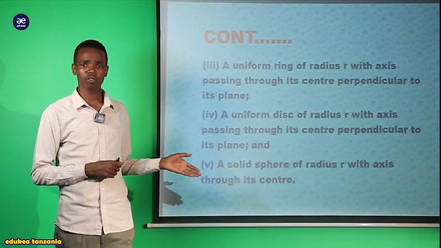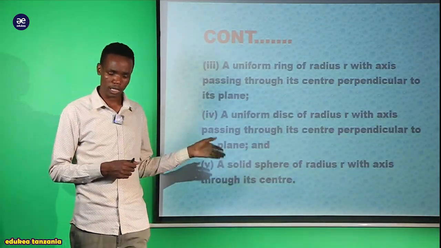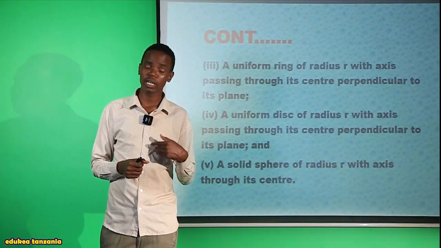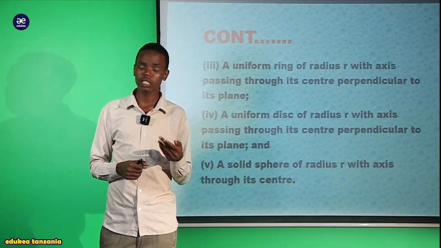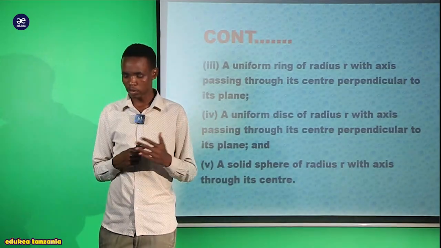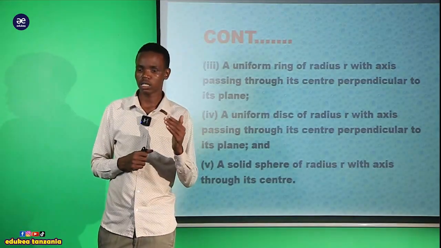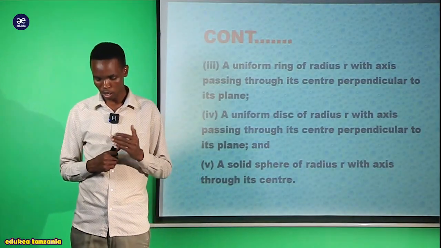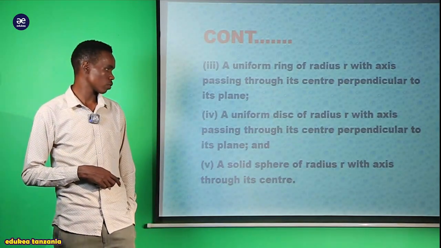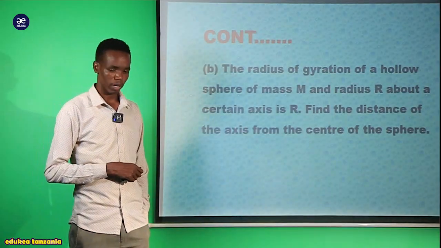The axis of rotation of this sphere was at the center. Now, if the axis of rotation is at the center, how can we obtain the radius of gyration? So this is what we have been asked in our equation.